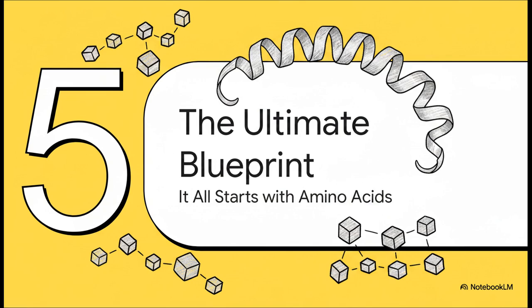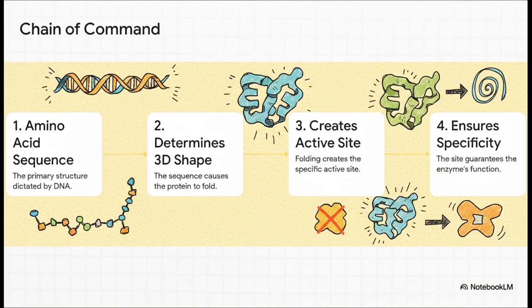Okay, so you're probably wondering, where does all this incredible precision actually come from? I mean, how does an enzyme get its perfect shape and its perfect chemistry? Well, we can trace it all the way back to its most basic building blocks. This right here is the whole chain of command. It all starts with a specific sequence of amino acids, which is dictated by your DNA. That unique sequence then forces the protein chain to fold up into a very specific three-dimensional shape. And as it folds, it creates that unique structure and chemistry of the active site, which finally is what guarantees the enzyme's specificity. It's this beautiful, unbroken flow of information, all the way from a genetic code to a biological function.